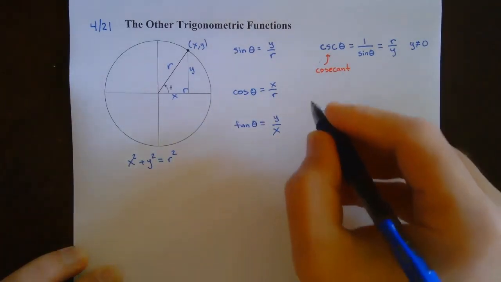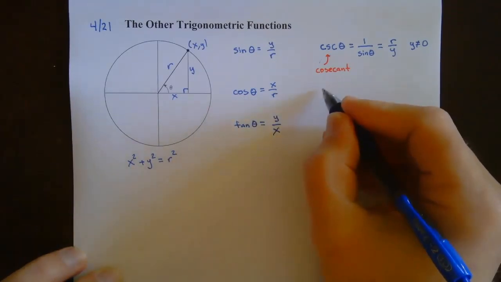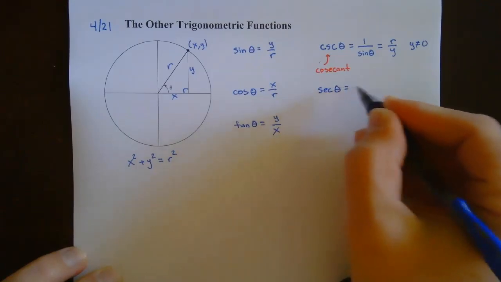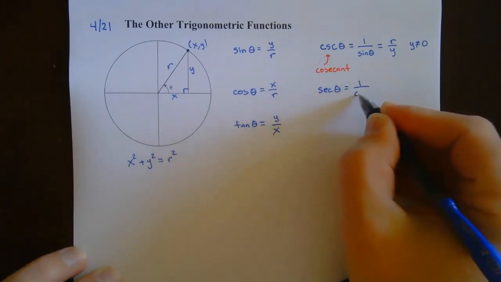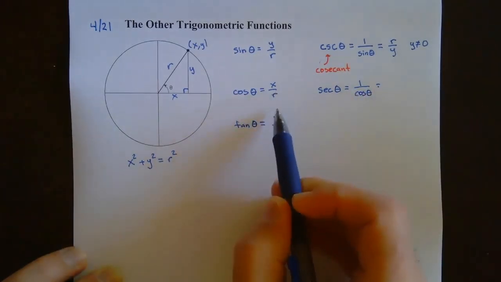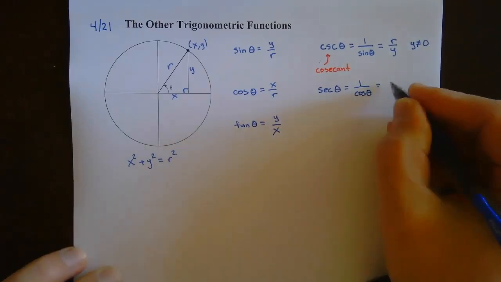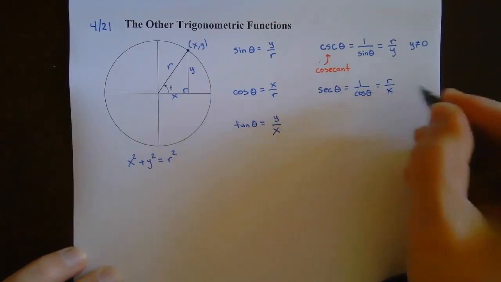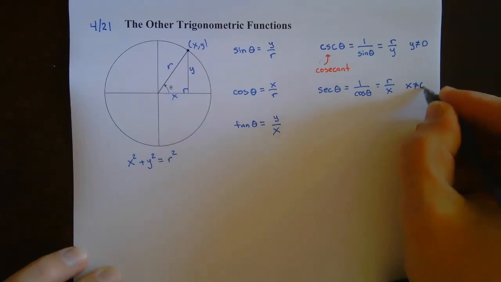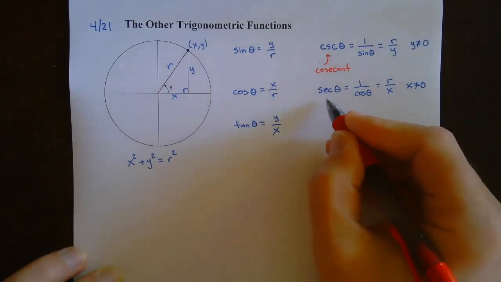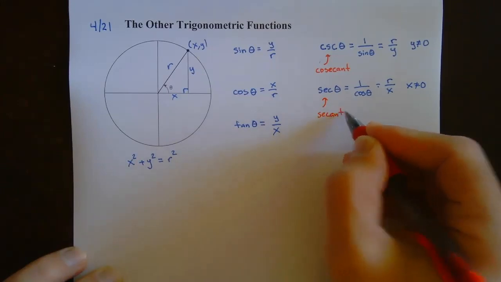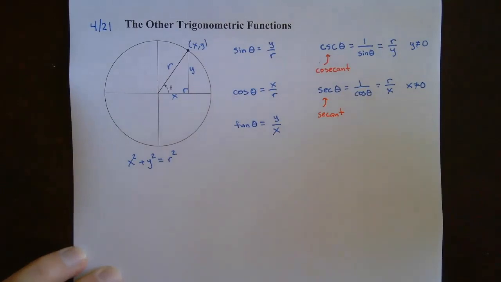And then the reciprocal of cosine is called secant theta, and that would be 1 over cosine of angle theta. Since cosine theta is x over r, this one would have to be r over x. Once again, this denominator can't be 0, so x cannot be 0. And secant is spelled S-E-C-A-N-T, okay? So S-E-C stands for secant.